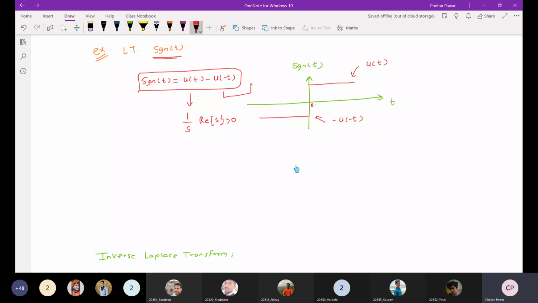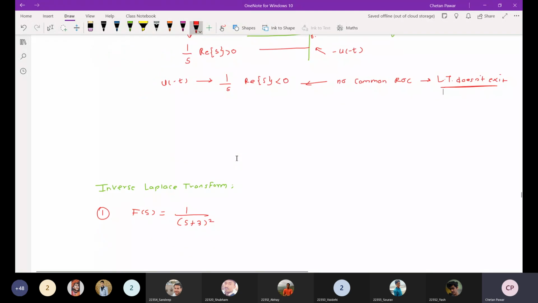Similarly, u of minus t is 1 by s with region of convergence less than 0. There is no common ROC, so the Laplace transform doesn't exist. So this is an important point here.